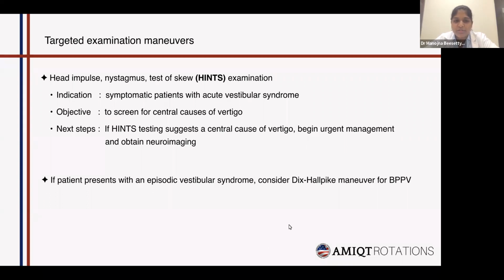And if a patient presents with an episodic vestibular syndrome, we should consider a Dix-Hallpike maneuver to rule out benign paroxysmal positional vertigo.